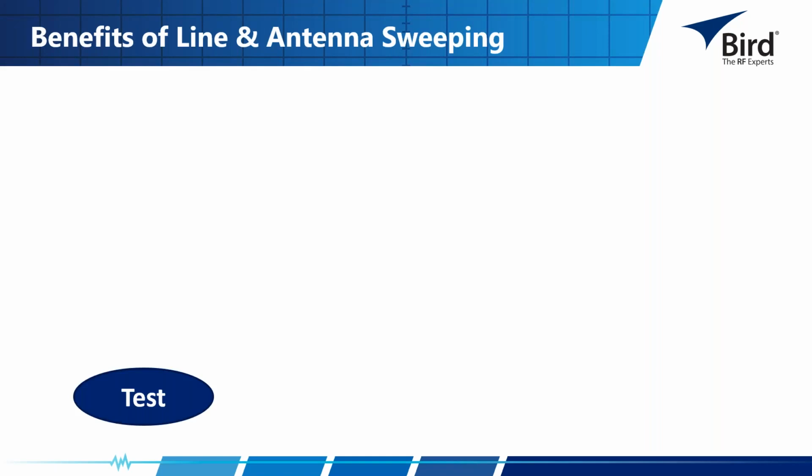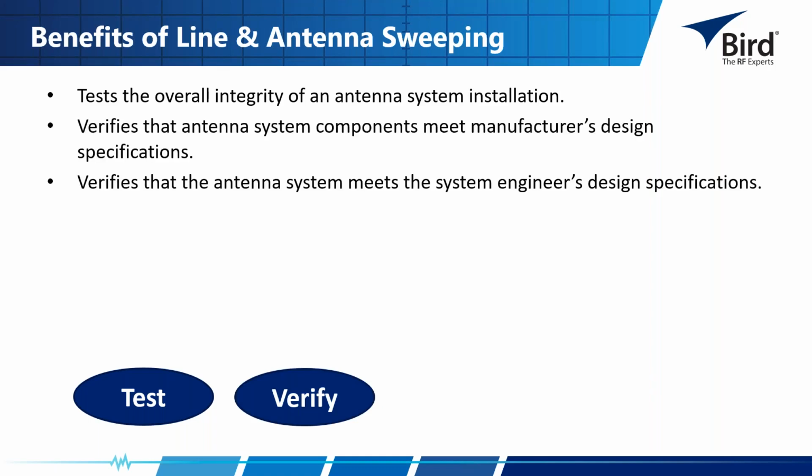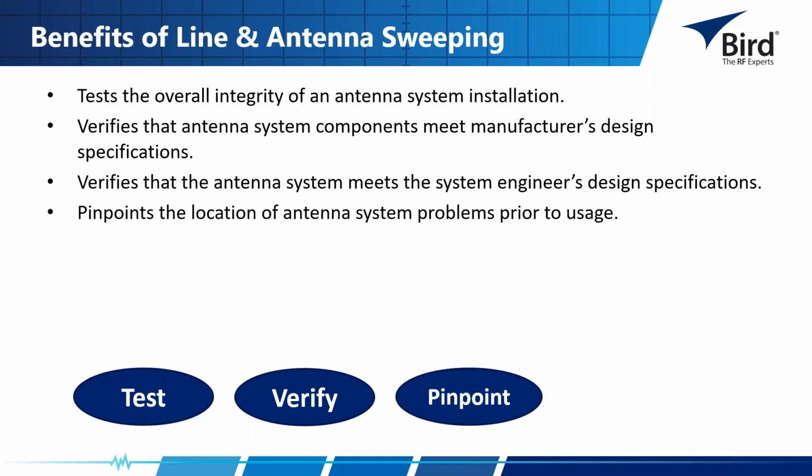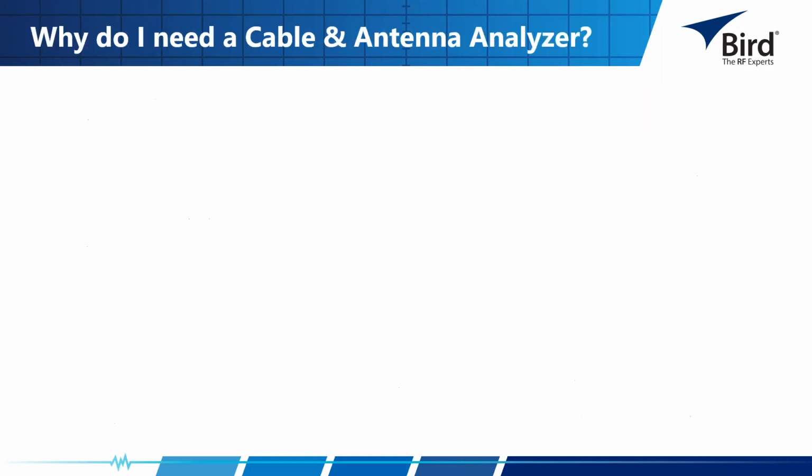So the benefits of line and antenna sweeping are, first of all, to test the overall integrity of an antenna system installation. And then we verify that the antenna system components meet the manufacturer's design specifications, and also verify that the antenna system meets the system engineer's design specifications. We'll pinpoint the location of antenna system problems prior to usage, and then confirm that the system integration and antenna performance is what we expect it to be.